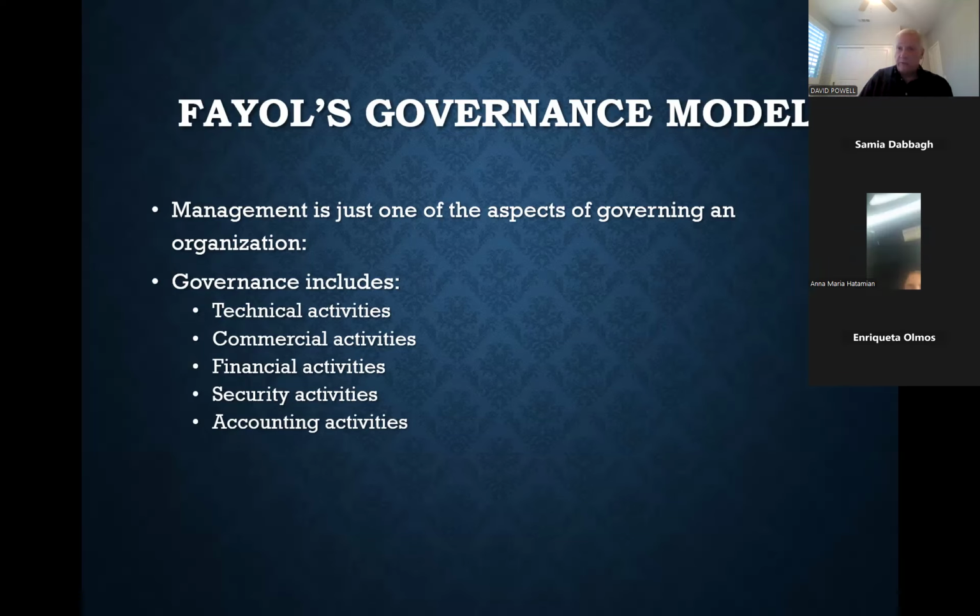We also engage in financial activities. We have to manage our budgets. We have to make sure that we are spending the money in the way in which it's supposed to be spent and not overspending on our budgets. Those are those financial activities that are also part of the governance of an organization. We also have to engage in security activities where we have to keep our employees safe and secure and also keep our intellectual property safe and secure as well.